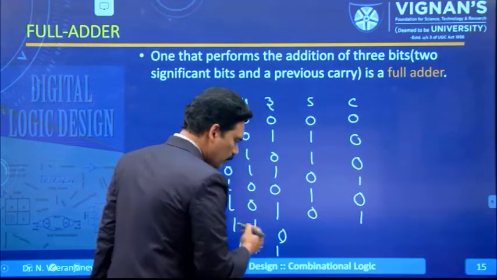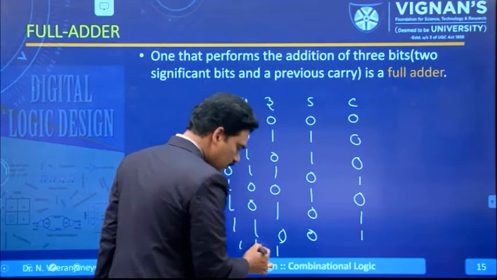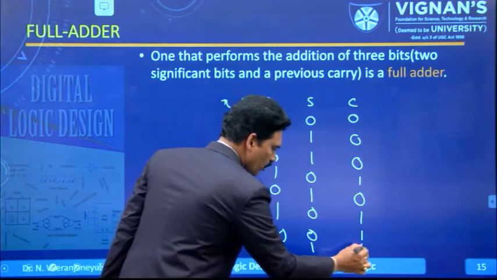So here also 1 plus 1, so sum is 0 and carry is 1. Then 1 1 0, 1 plus 1 is 1 0, and finally 1 1 1 gives 1, 1.